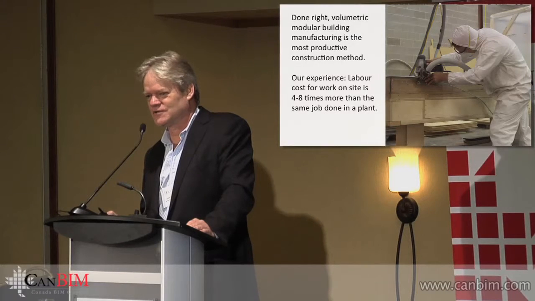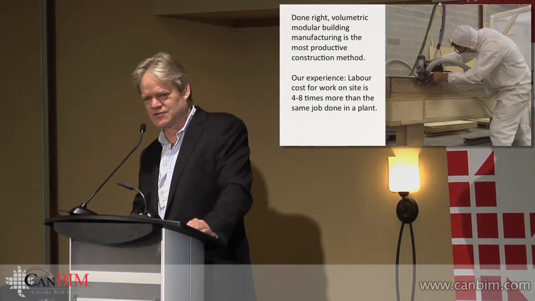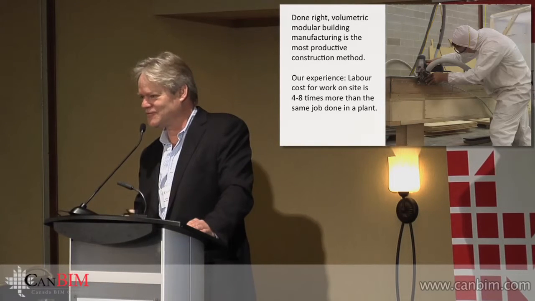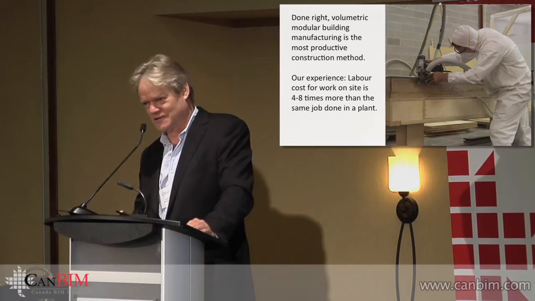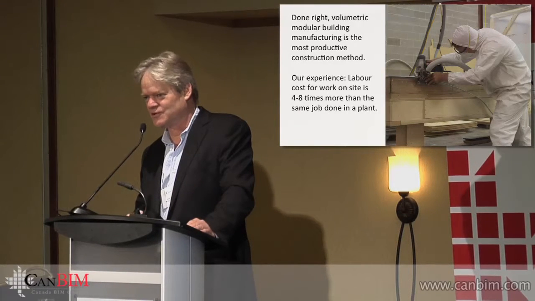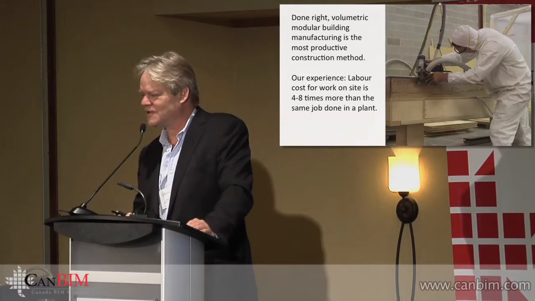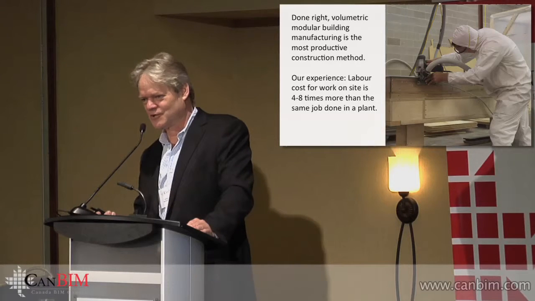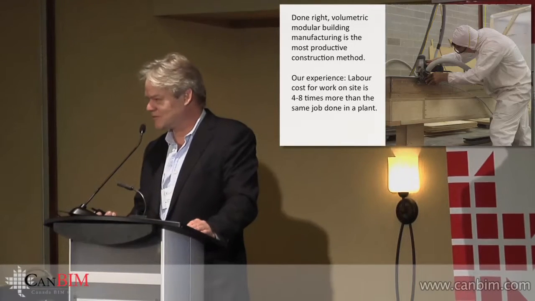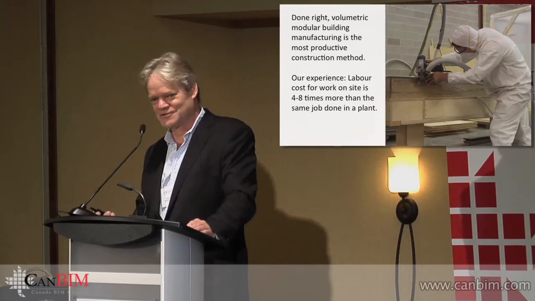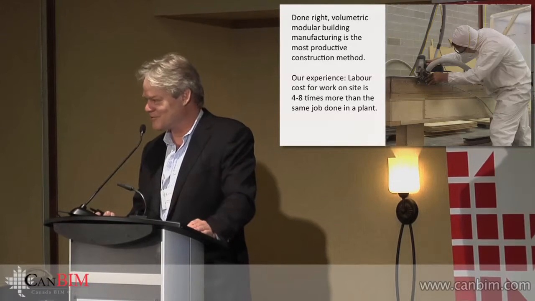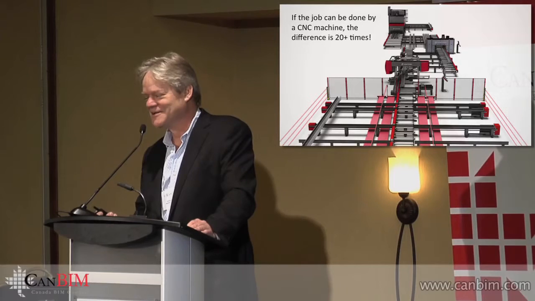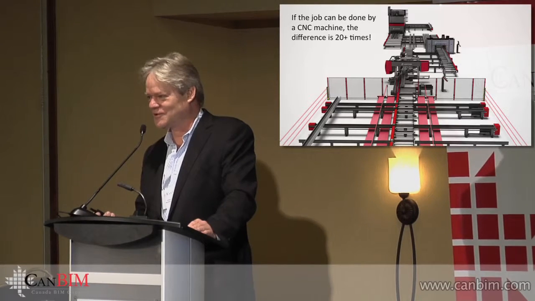And we find that, comparing the work on a unionized job site in New York City to our shop in Toronto, the difference is 4 to 8 times in terms of cost per unit of output compared to the same job done in our facility. And if you're using something like this beautiful Voortman beam line, compared to somebody using an oxyacetylene torch to cut a beam to length and then drill holes in it with a magnetic base drill while they're kneeling on the ground in a blizzard, the difference is 20 plus times.